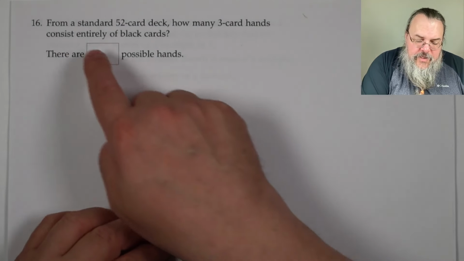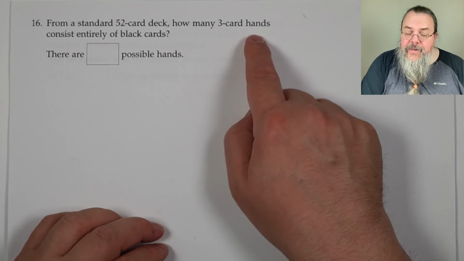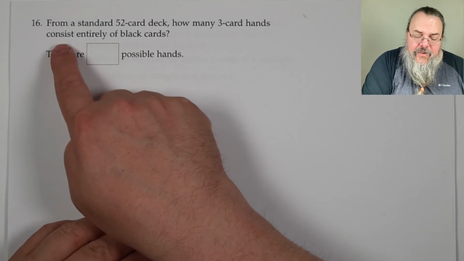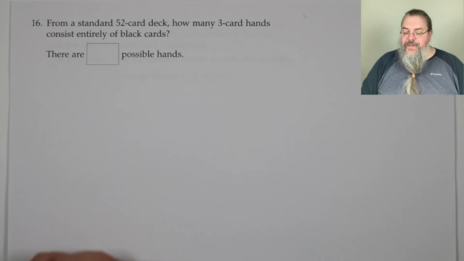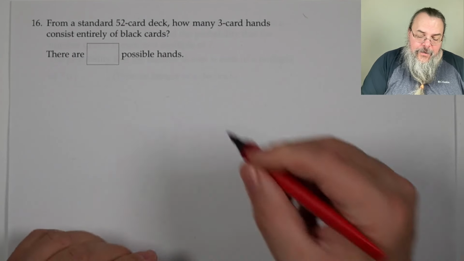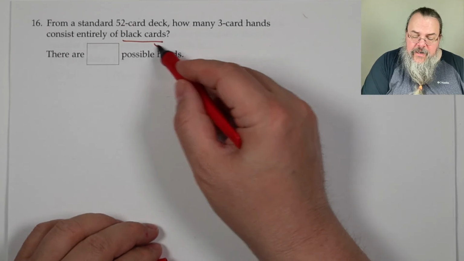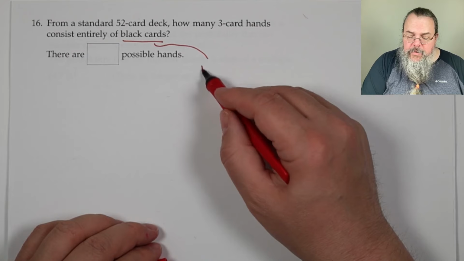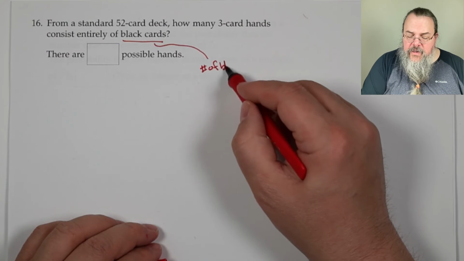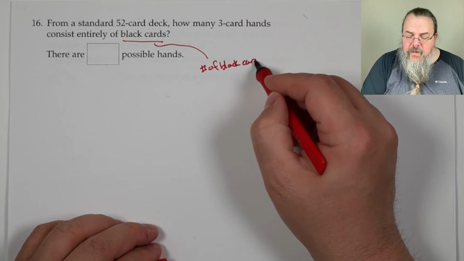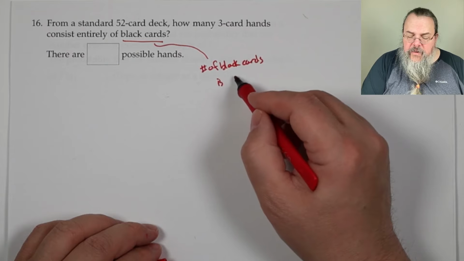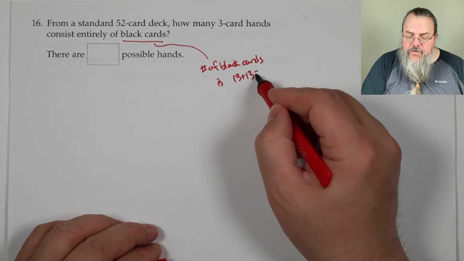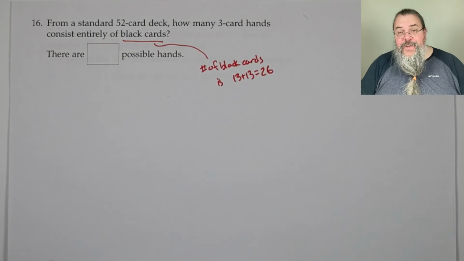Now we say, well, we're going to have a 3-card hand, and we have them consist entirely of black cards. Now, how many black cards are there? Well, the number of black cards total is 13 plus 13 equals 26. In other words, half of the cards are black.